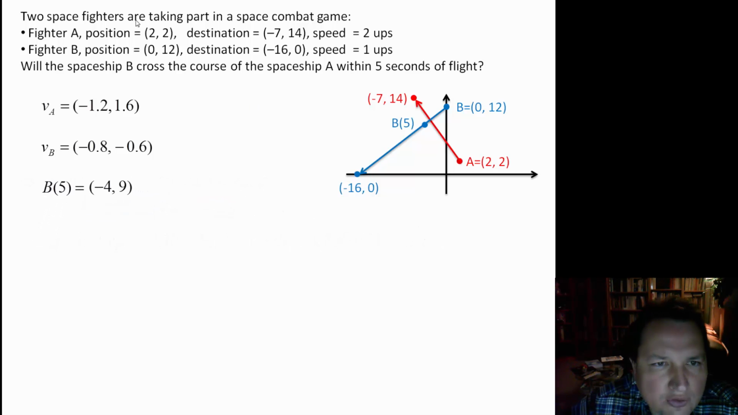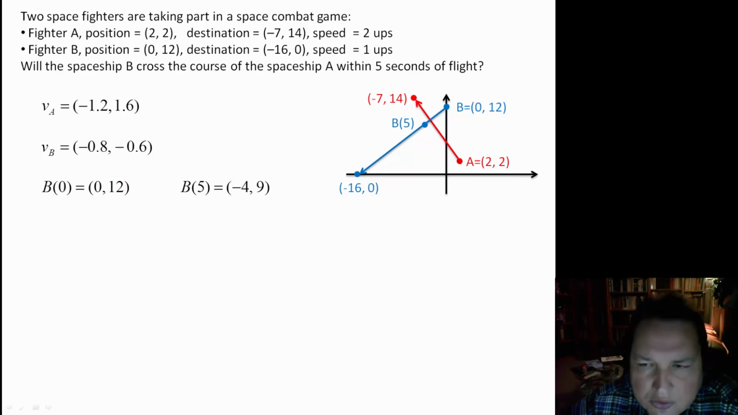So we have the velocity vector for fighter A, the velocity vector for fighter B, the position of fighter B at 5 seconds, and we also have the position of fighter B at the initial moment, at time 0, which is exactly this value rewritten from the text of the exercise. With these 4 values, we are ready for the final approach to this solution.